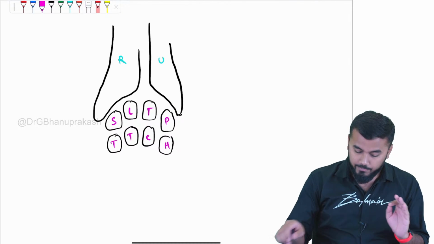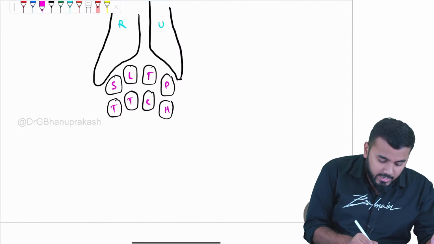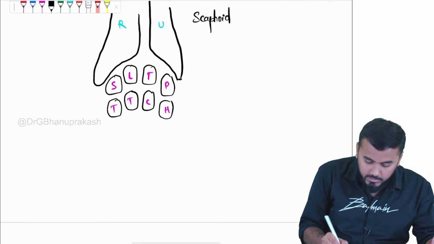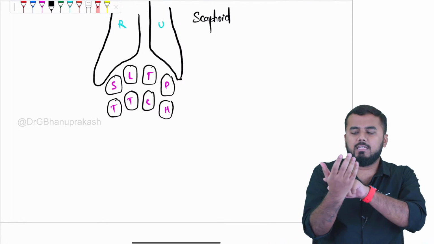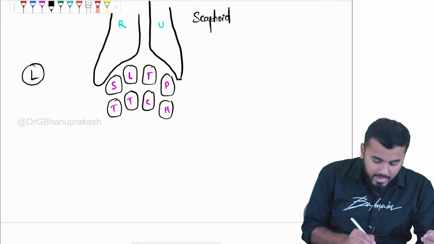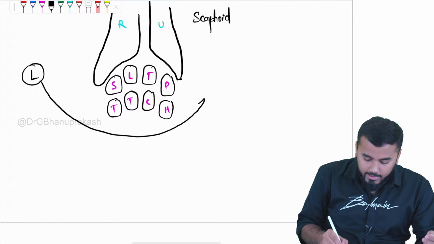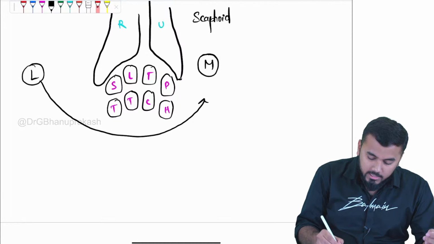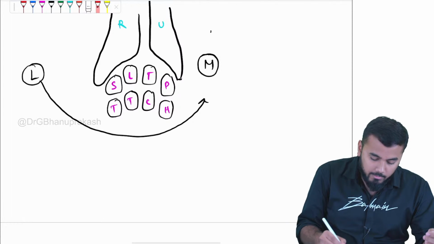Just believe me. Right. So what does S stand for? S stands for scaphoid. Now, wherever there is radius, that is called the lateral side. It means this will be lateral, lateral and lateral to medial. These are the bones, right? So, what does S stand for? S stands for my scaphoid bone.